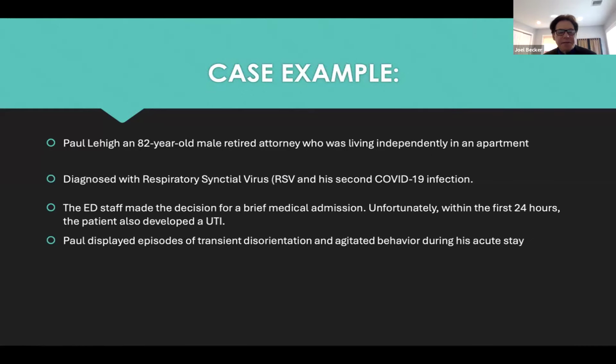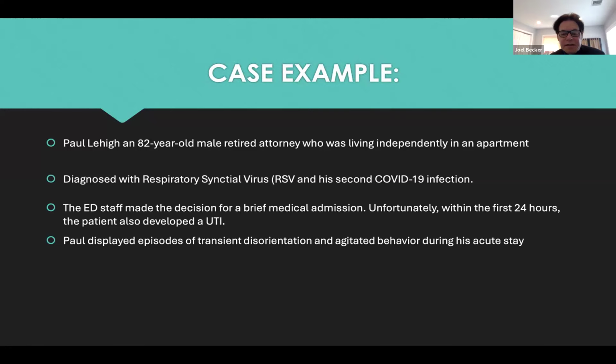So I'm using an example which I changed a bit, but this is based on a real case patient. Mr. Lehigh, an 82-year-old male retired attorney who was living independently before he appeared in the emergency department. He was diagnosed with RSV and his second COVID-19 infection. The staff made a decision for a brief medical admission. Unfortunately, he also developed a UTI within 24 hours of his admission.